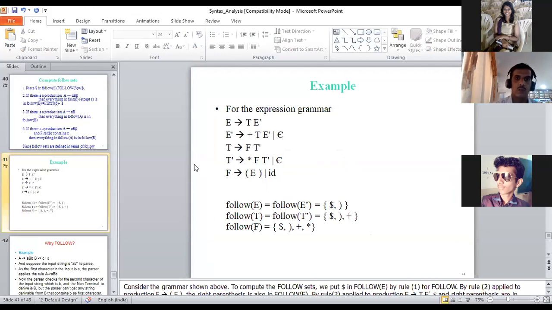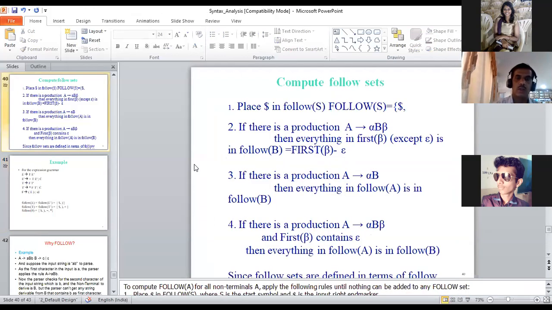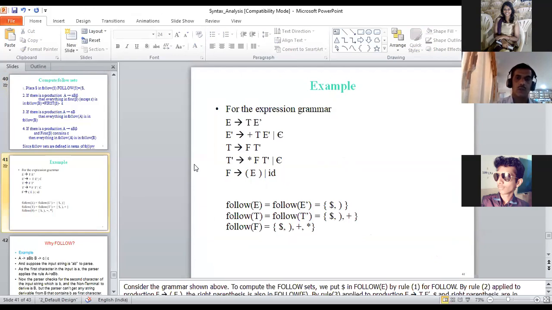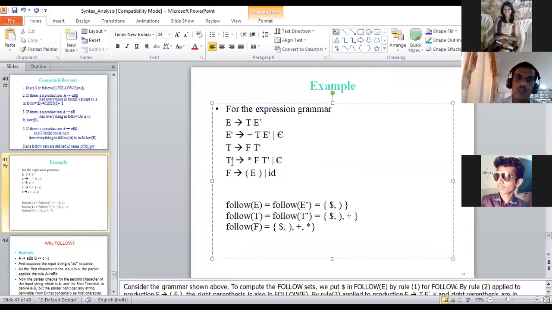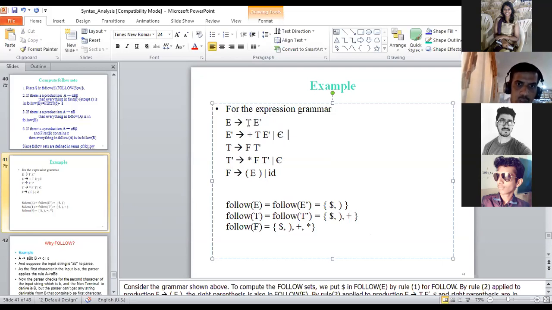Okay, the next one, slide 41, from the beginning. Now, in this one, we are supposed to find the follow. Forget about first. We are supposed to find the follow here. Which side are you supposed to look at? You are supposed to look at the right hand side of the production. Now, I'm supposed to find the follow of E. For all the non-terminal symbols, you are supposed to find the follow. Look at the right hand side of the production. Which production has got E?